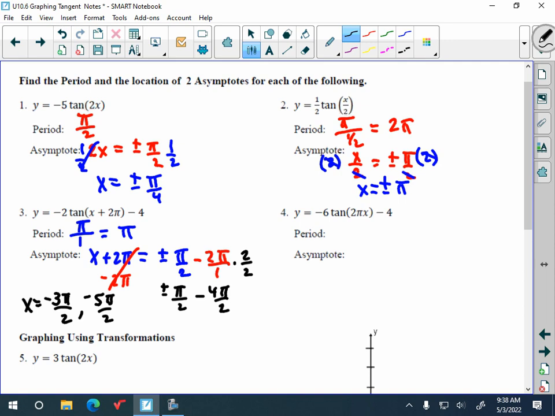Number 4, pi divided by b. So b in this case is 2 pi, everything directly in front of the x. So we simplify this down to 1/2. For the asymptotes, set 2 pi x equal to plus or minus pi over 2. Just like number 1, we're going to multiply both sides by the reciprocal, which is 1 over 2 pi.